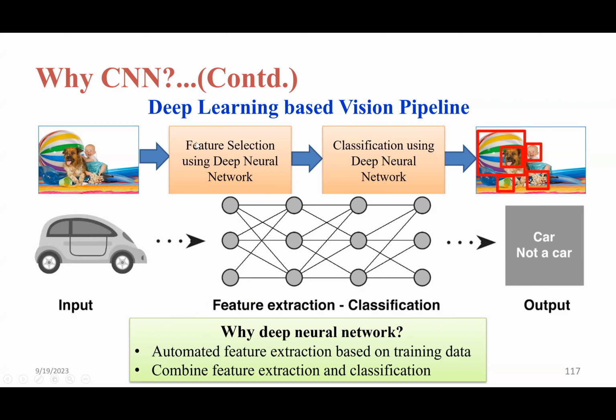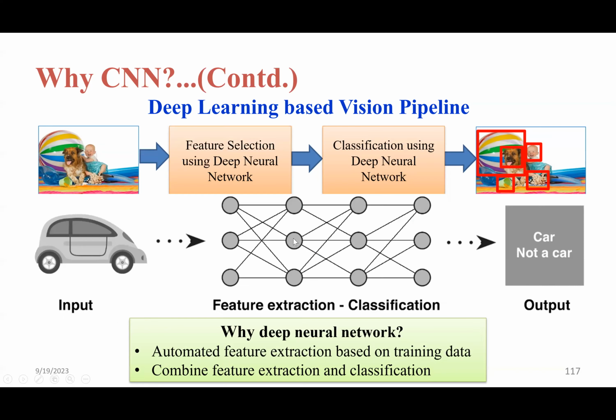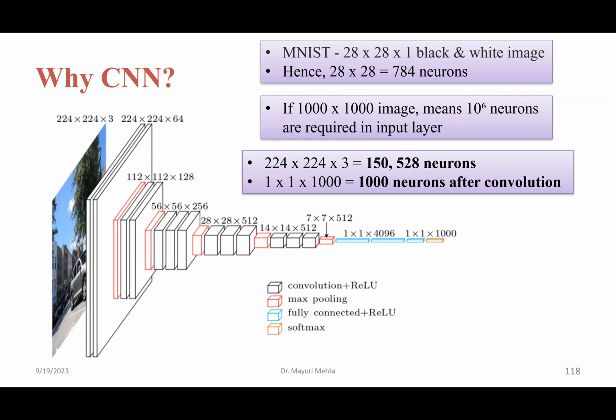See this. Here, there are two steps, different things. And here also there are two steps, manual feature extraction, and this is classification. But here you can see that only one deep neural network performs the task. So this is the motivation: it automates feature extraction based on training data and combines feature extraction with classification. This is the motivation behind using deep neural networks. Okay. So now, after discussing the motivation for deep neural networks, let us discuss why CNN for computer vision.